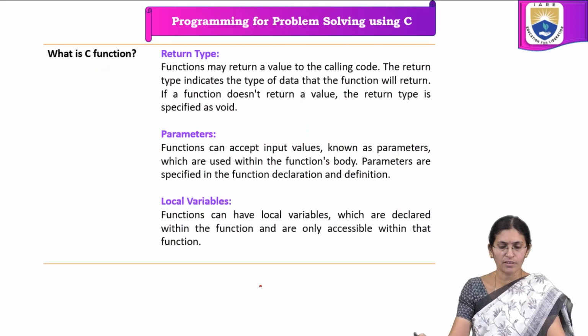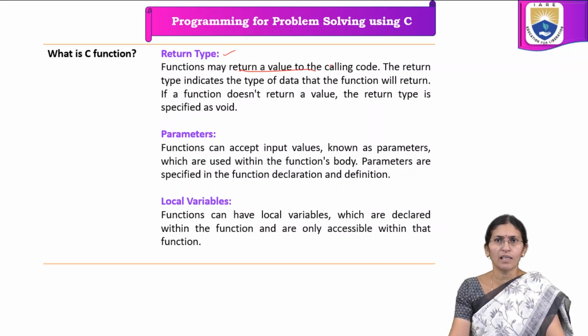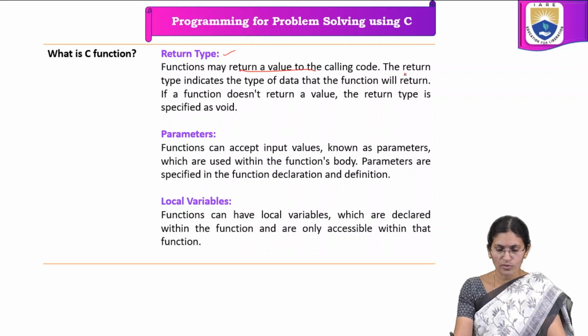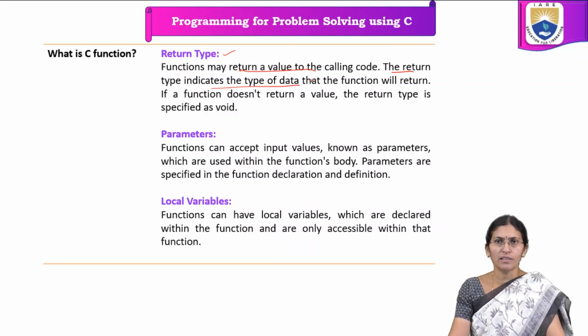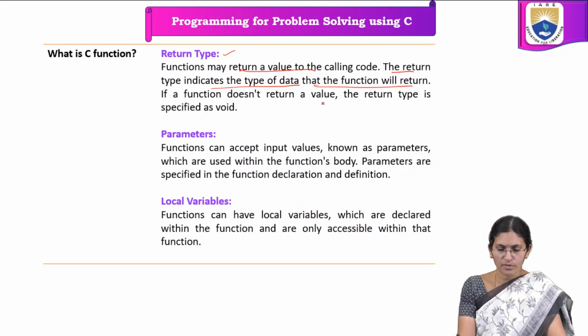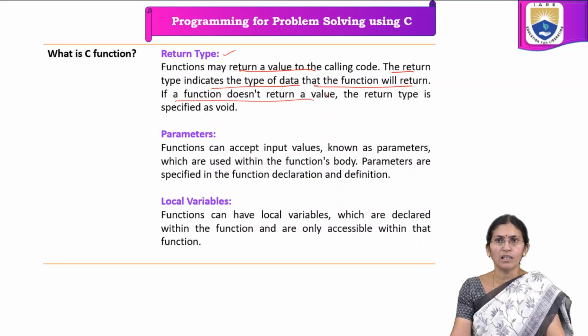Next one is return type. So what is return type? Functions may return a value to the calling code. So the return type indicates the type of data that the function will return. So after performing the specified task, it will return something. So that is nothing but the return type. If a function does not return a value, the return type is specified as void.